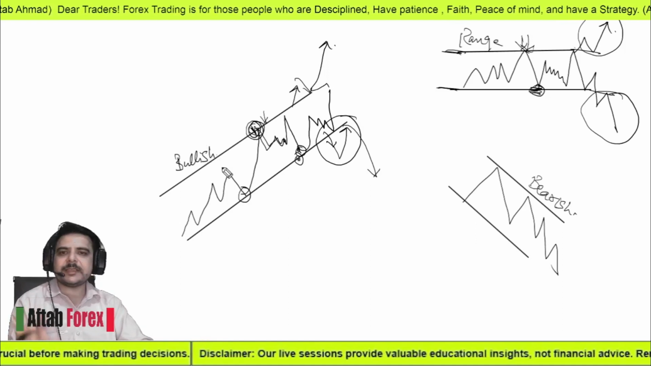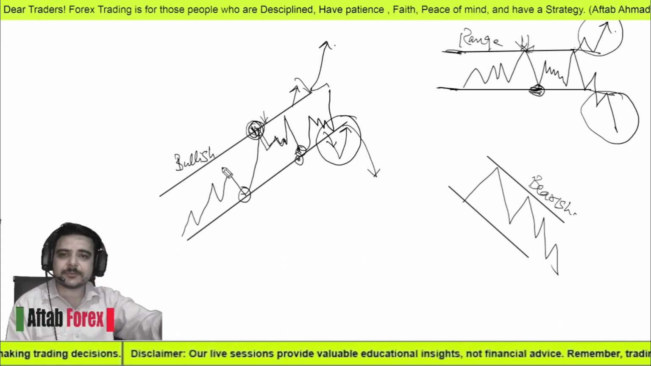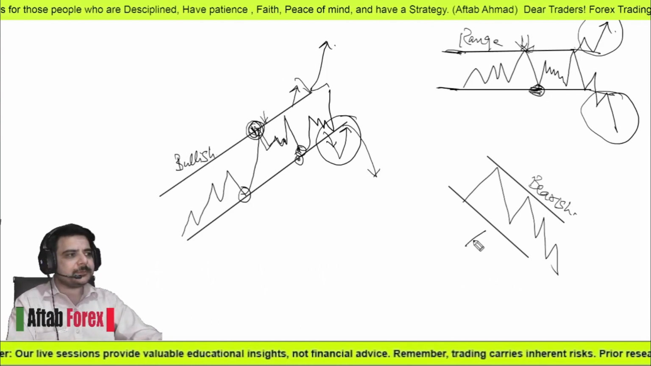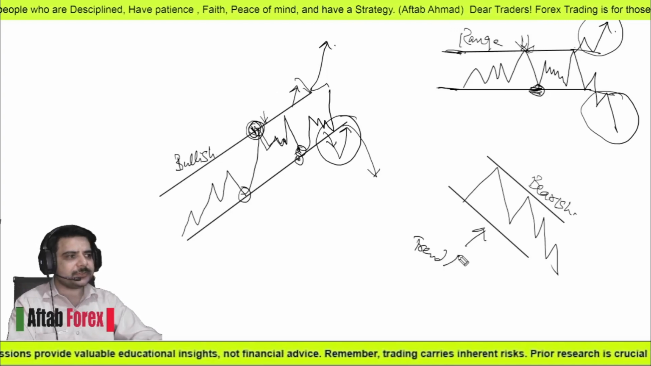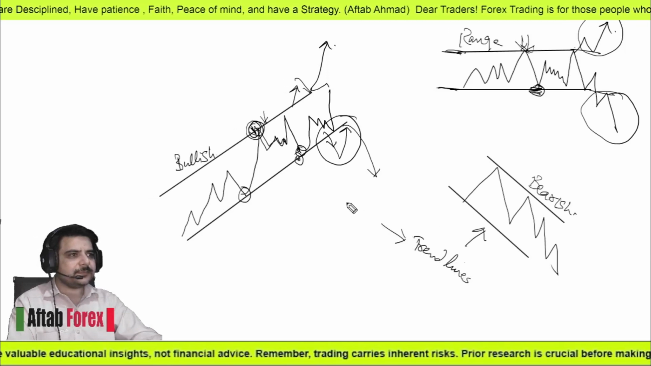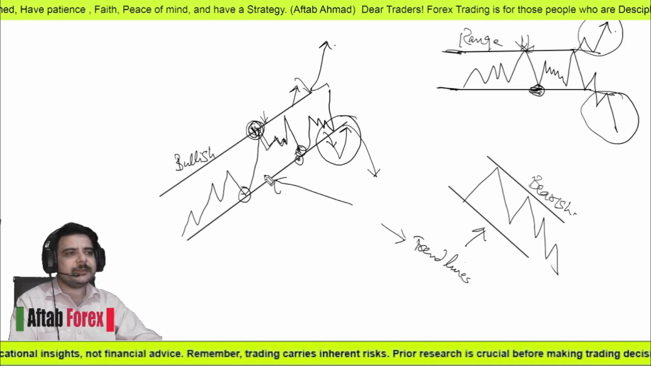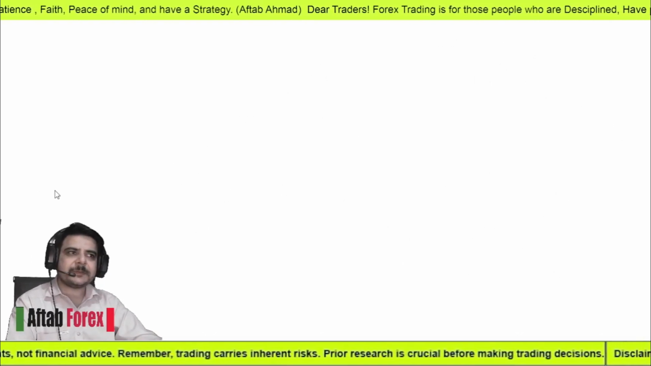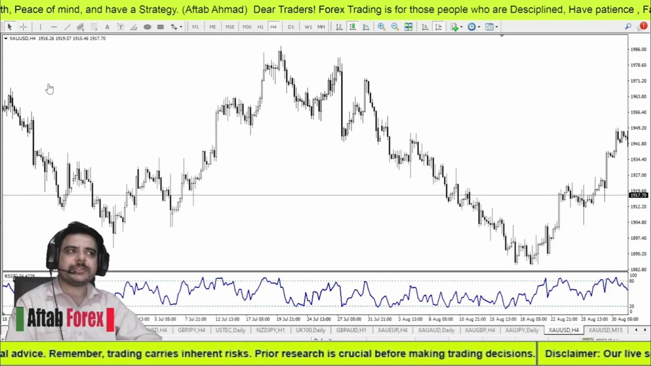You may have heard that this channel is broken, that range is broken. And one more thing, these are powered by trend lines. I will be explaining it in a moment. With the help of trend lines, we identify these channels. Now let me hide this and let's get back to the chart.